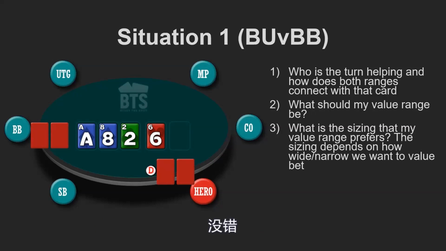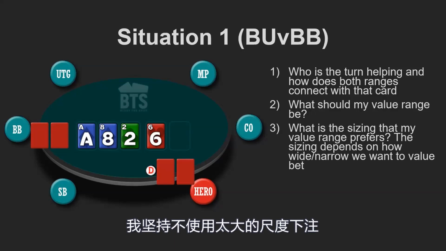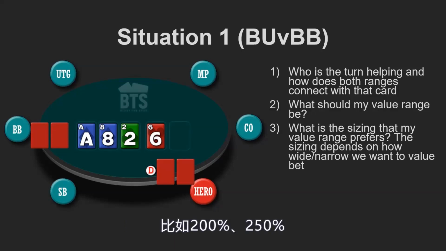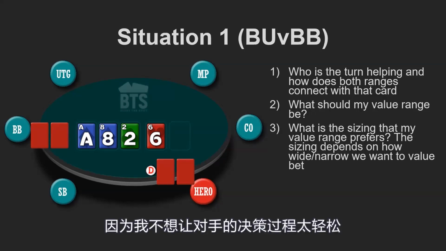Yeah, Alex is asking about a double flush draw. I would go 150. I still don't want to go crazy big and just bet 200 or 250% pot, just because we kind of make his life a bit easier.